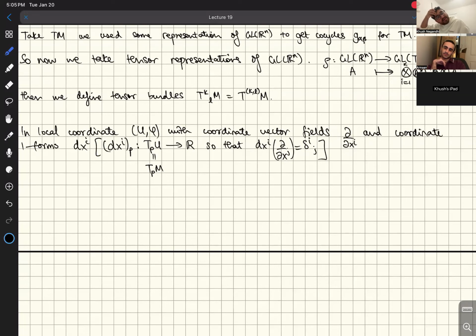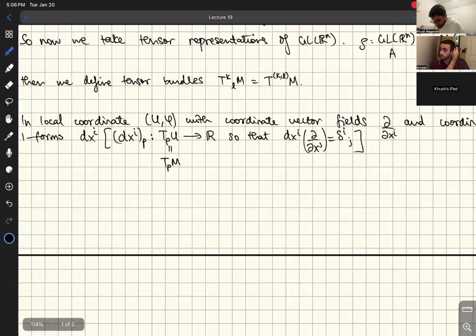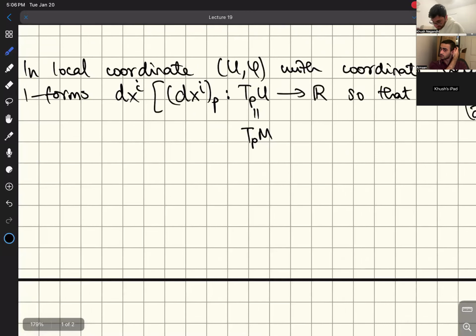But okay. So in local coordinates, if you take omega, I know I said this confuses me, but I have this in my notes, so I'm going to stick with it. You take the thing at a point, and now you want to ask what this tensor actually looks like.